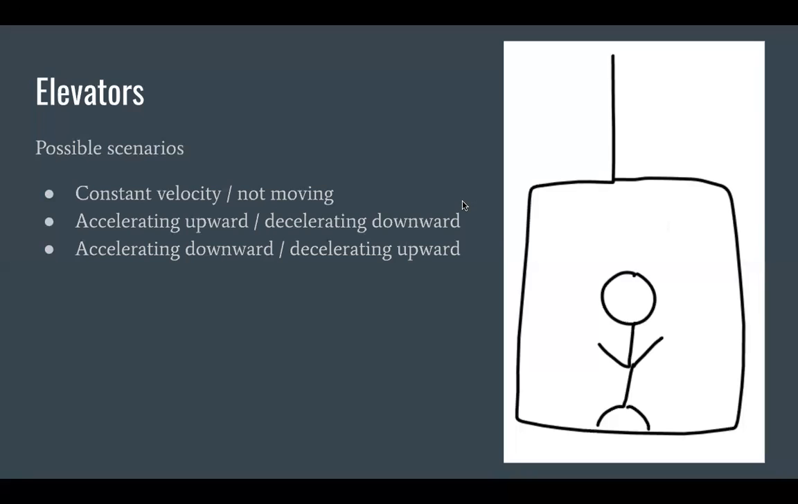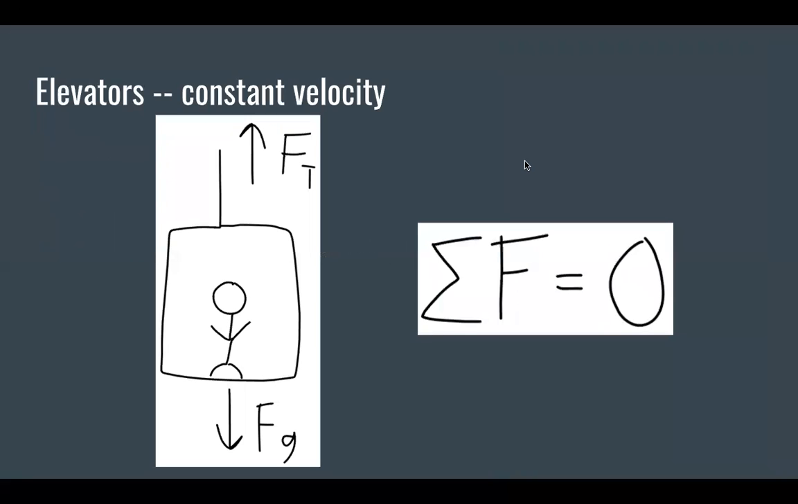Okay. So our first scenario, constant velocity. If it's a constant velocity or if it's at rest, the net force is 0. Since we're only really working in the y direction here, we've got our two forces: tension, which is the cable holding the car and possibly an occupant up, and the force of gravity, the weight of the car, and if it's occupied, a person. And because the net force is 0, the tension force and the gravitational force are equal in magnitude, and therefore the net force is 0.